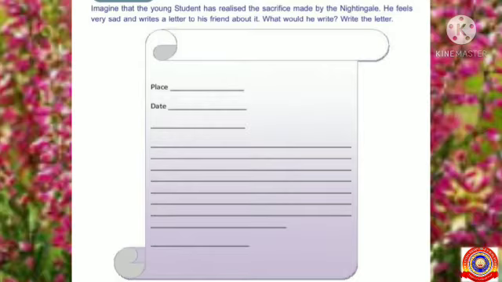Students, hope you all are familiar with the format of writing an informal letter. Am I right? So try to write the letter yourself. Here, imagine that you are the boy in the story The Nightingale and the Rose, and write down his feelings when he realized the sacrifice made by the nightingale. This is a homework for you.